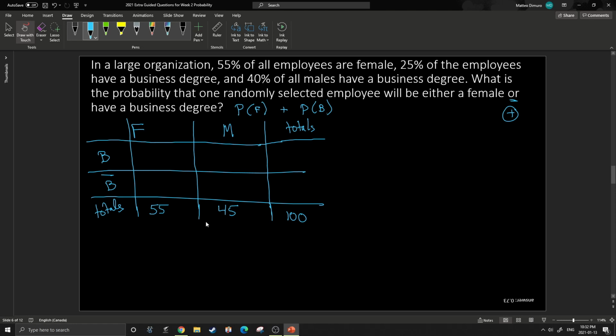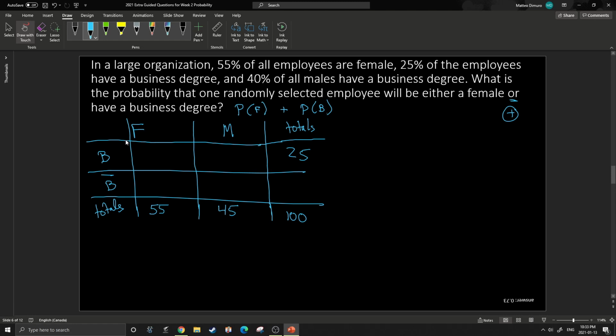See how that works? And 25% of the employees have a business degree. Now, it doesn't say 25% of the females, it just says 25% of the employees, so that's everybody. Have a business degree. So where does that go? It's not here under business and female. It's not here under male and business. It's here. 25%.